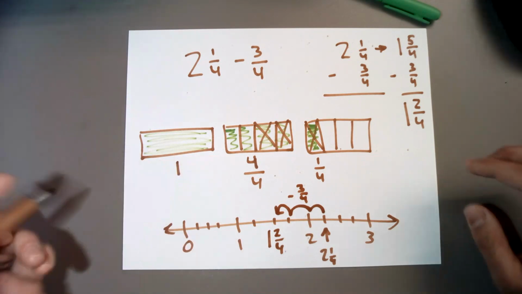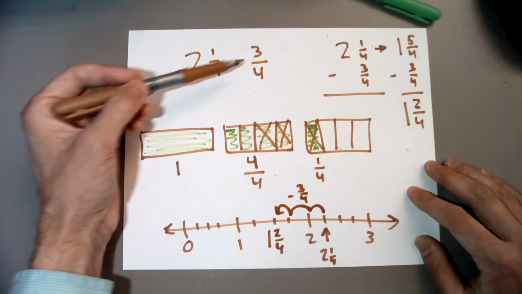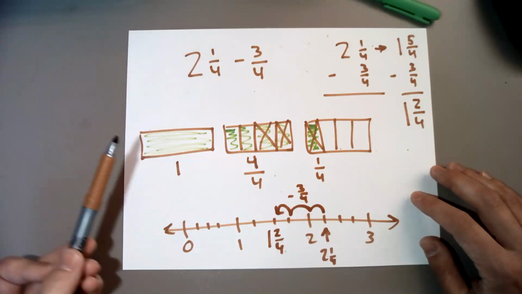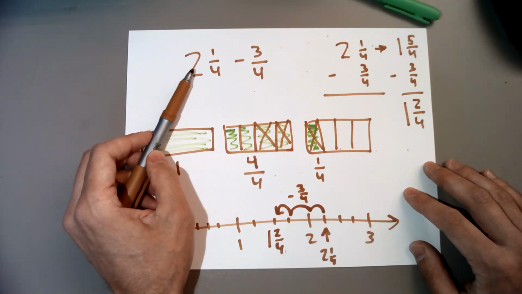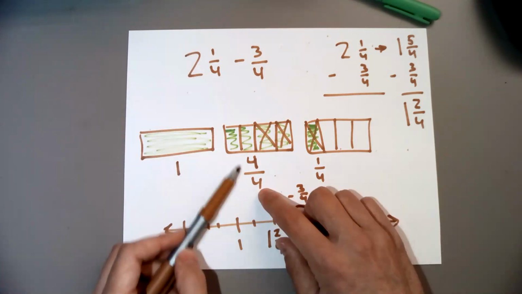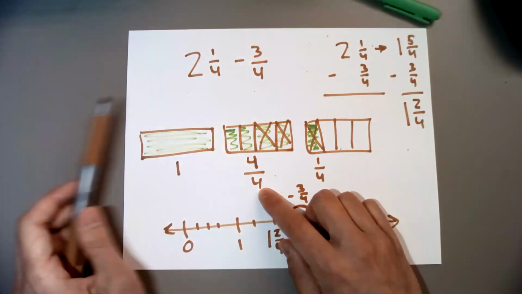So when you have a fraction that you're trying to subtract that is larger than this fractional part here, you're going to need to work a little bit harder. You're going to need to take one of these wholes and turn it into fractions so you have enough fractional parts to subtract that 3/4.